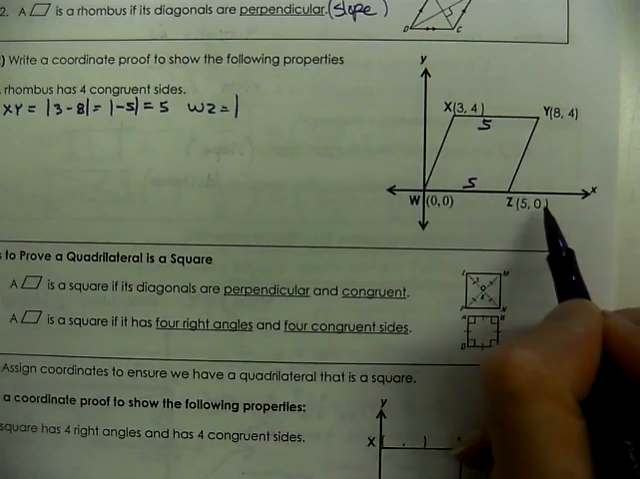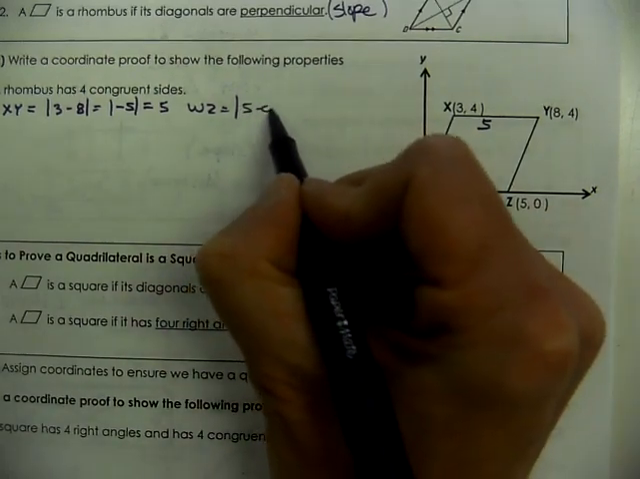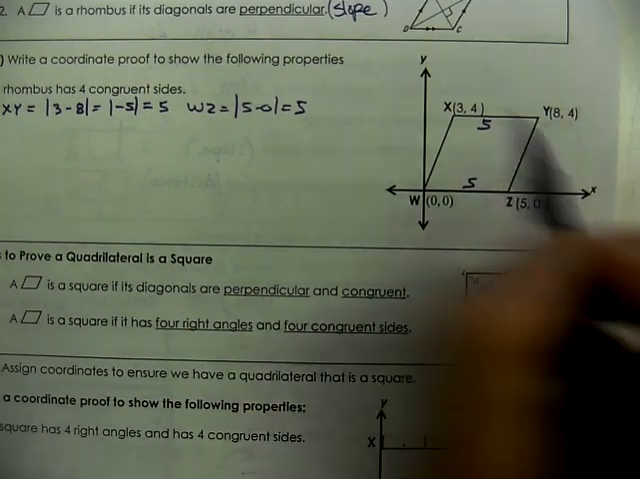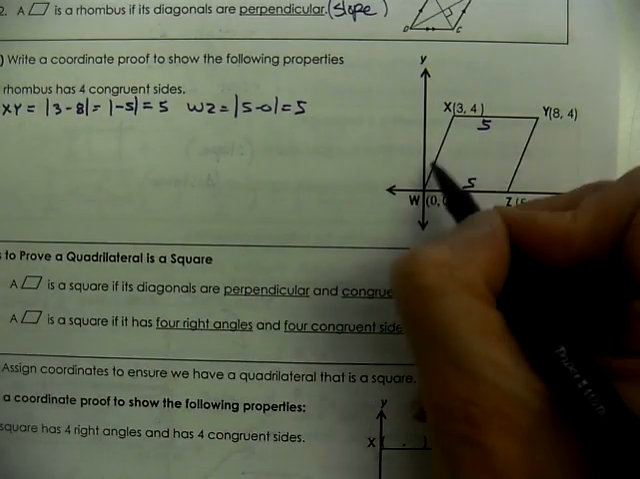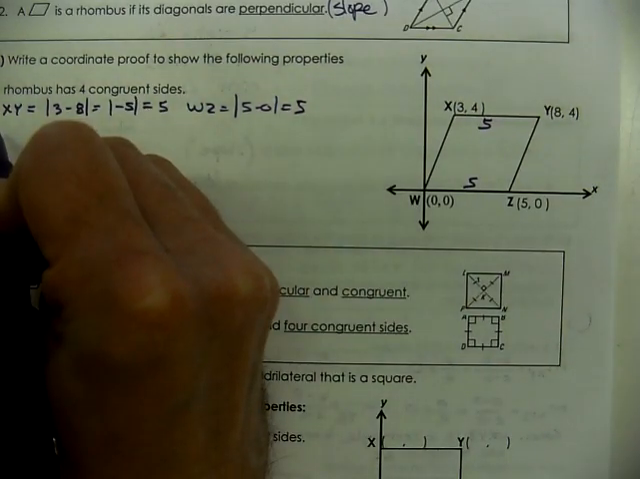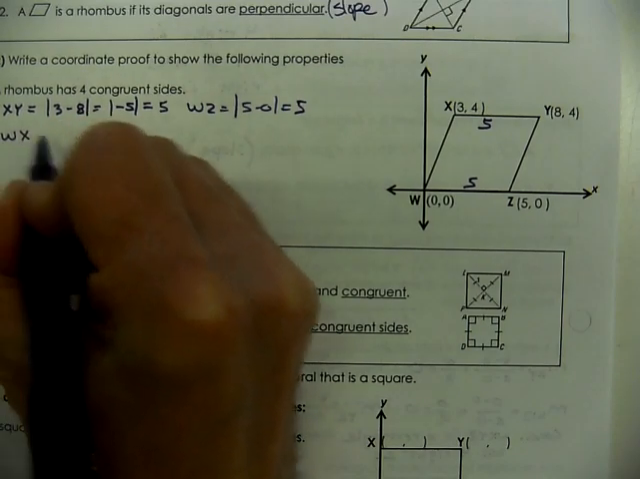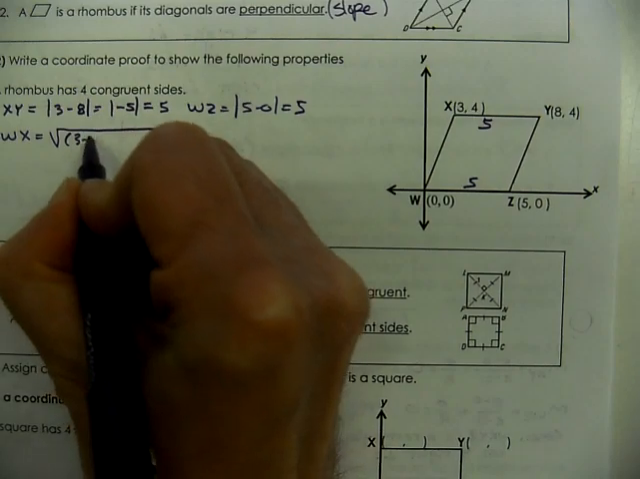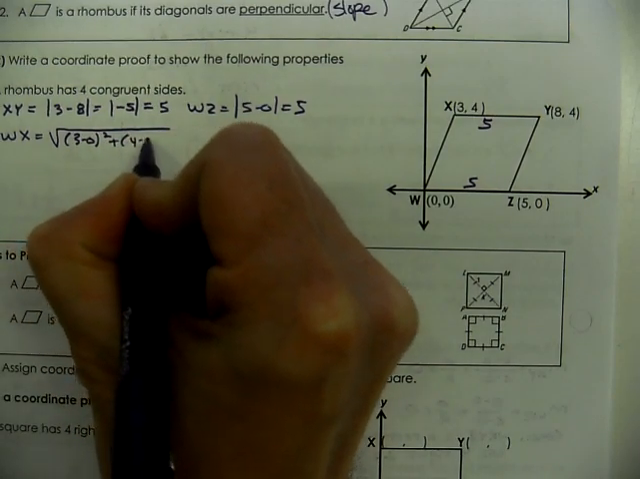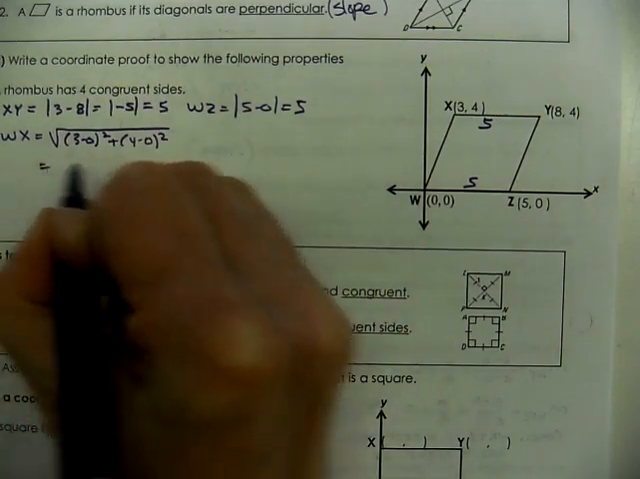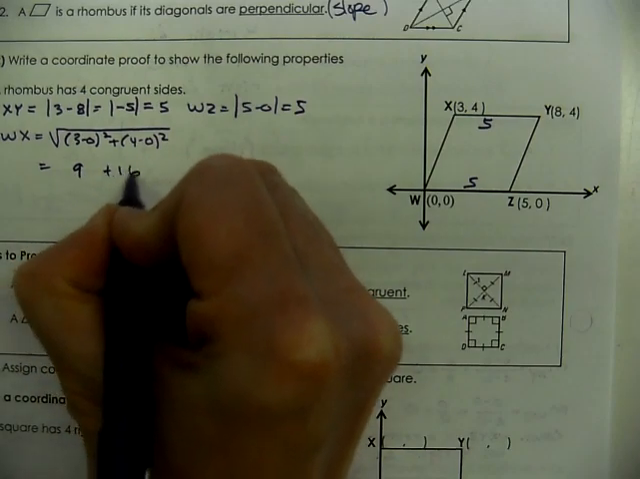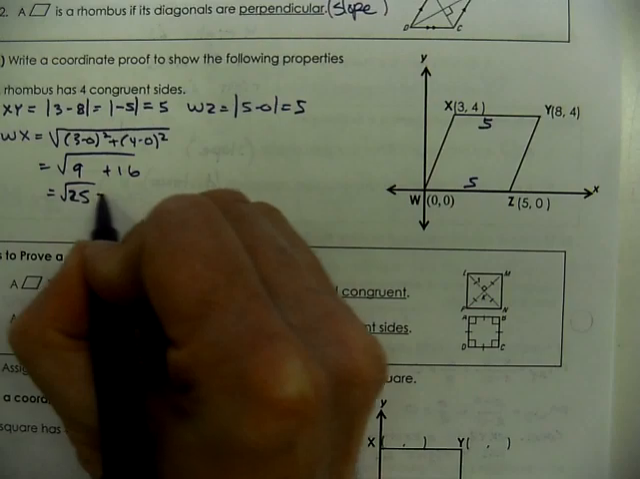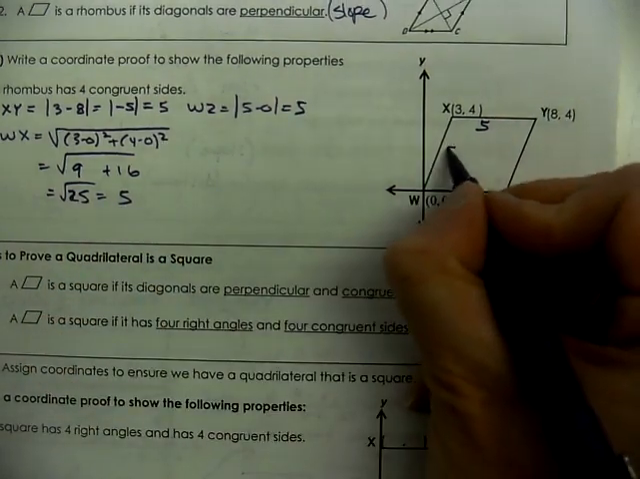WZ equals 5 minus 0, which is 5. So there's 2 sides. Now we have to figure out the left and the right side. Those are slanted, so that means we have to bring in our distance formula. On the left side, we're talking about WX: the square root of 3 minus 0 quantity squared plus 4 minus 0 quantity squared. That will give us 9 plus 16, which is root 25, and that's exactly 5.